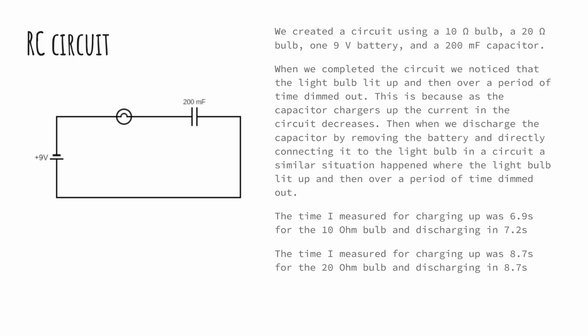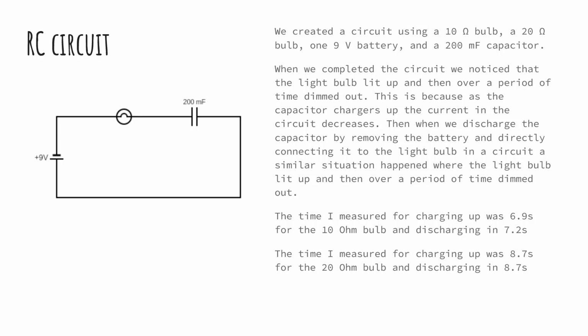Then we discharged the capacitor by removing the battery and directly connecting it to the light bulb in the circuit, a similar situation where the light bulb lit up. When we discharged the capacitor through the light bulb, a similar situation happened as when we were charging the capacitor. It lit up and then eventually dimmed out.